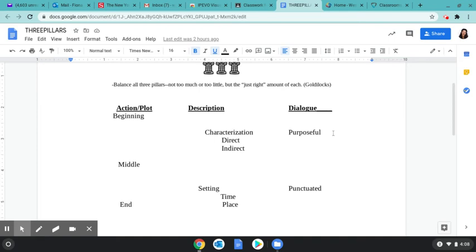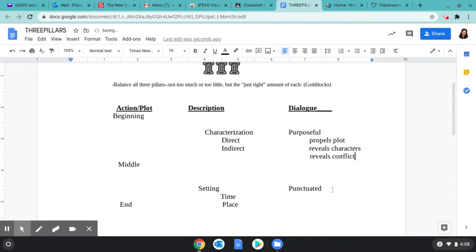I'm actually going to type that in so you know what purposeful means. Purposeful as in it propels the plot, or it reveals character, or what characters say can also reveal a conflict. Say, "Ooh, I sense something going on there, some tension boiling underneath."